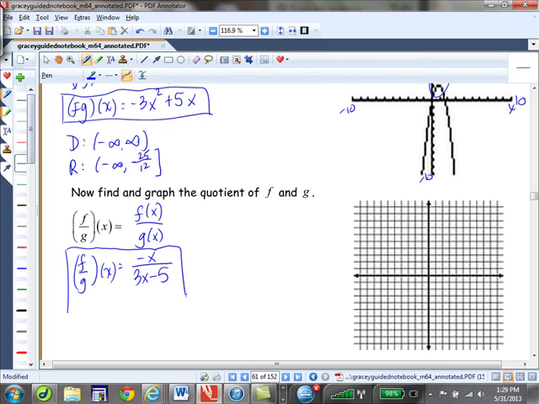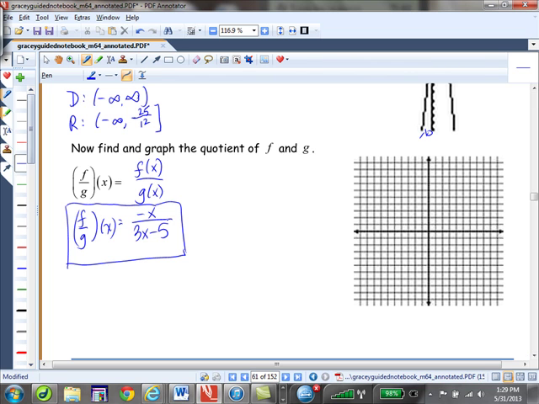Now, what is the domain for this guy? We now have a denominator, right? So 3x minus 5, what condition do we place on that? Good, that it's not equal to 0. So 3x not equal to 5, x not equal to 5/3. So the domain for this guy is going to be negative infinity to 5/3, and then remember, that's the union symbol, 5/3 to infinity. Everything else is okay, just not the 5/3.